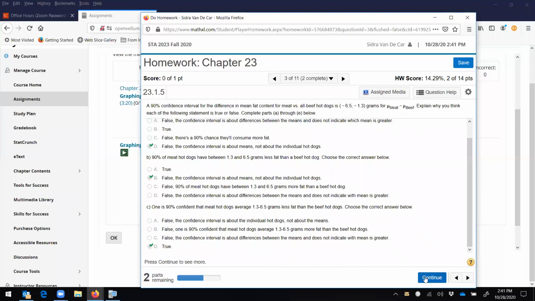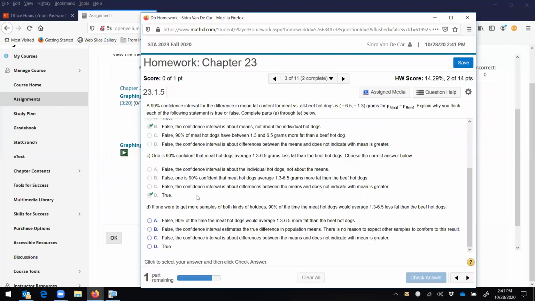Okay, and then if one were to get more samples of both kinds of hot dogs, 90% of the time the meat hot dogs would average that much less fat than the beef hot dogs.